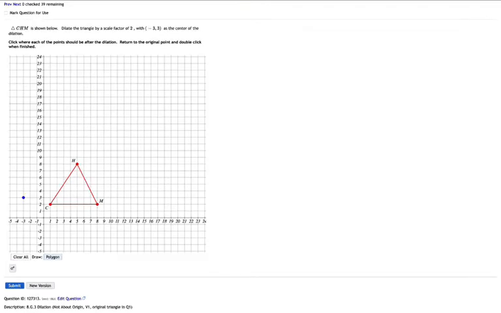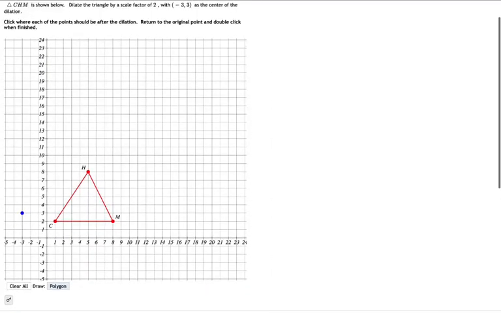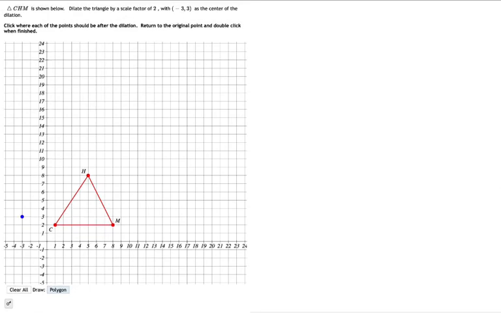Sometimes we do dilations where the center of dilation is not at the origin. In this case, we can see that the center is out here at -3, 3, as it states in the problem. But the method of creating a dilation is exactly the same from that center. So this time, we will be starting from -3, 3.